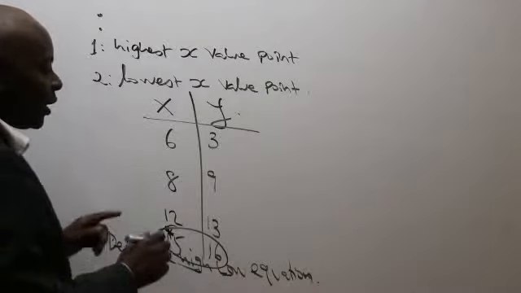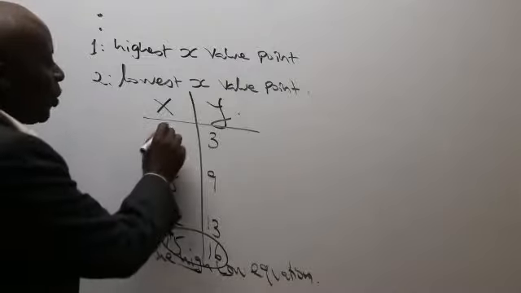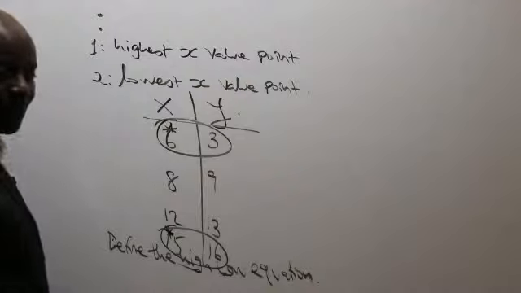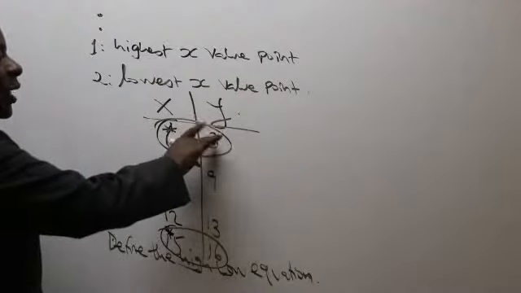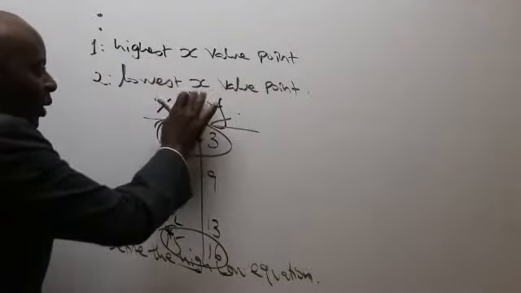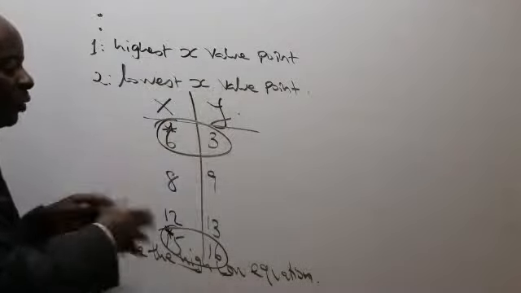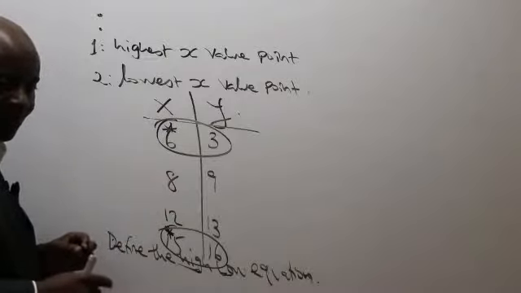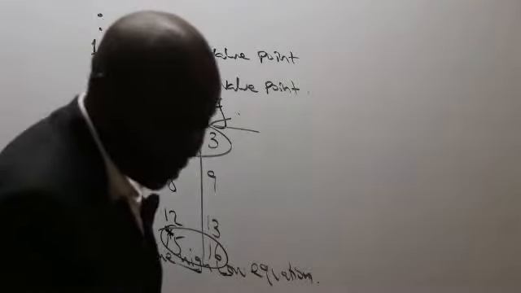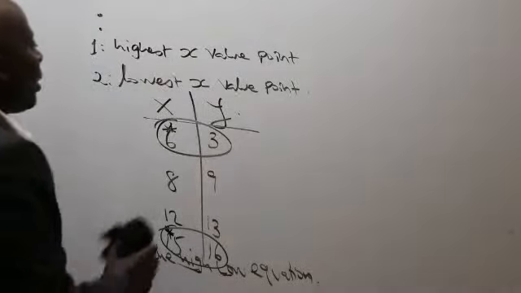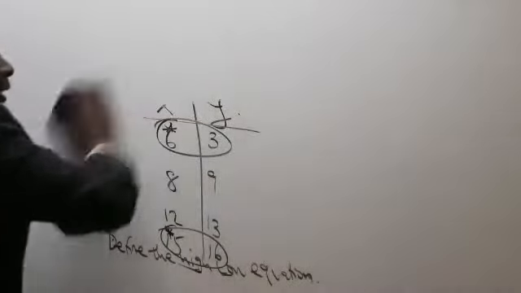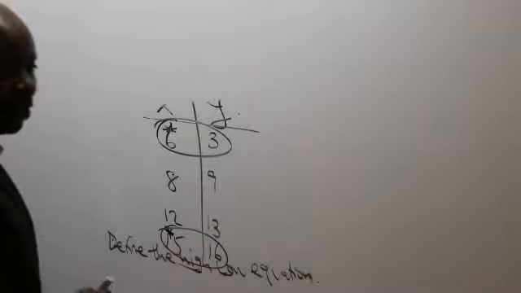So you take the highest, and then of course it has to be a point. And then the lowest, what do we have here for the lowest? Lowest, we have 6 there, and then of course you take it as a point like that. Without really worrying whether y is the lowest. No. I'm only picking the highest x and the lowest x value point. And then now once I do that, ladies and gentlemen, the next thing will be for me to write the general high-low equation.